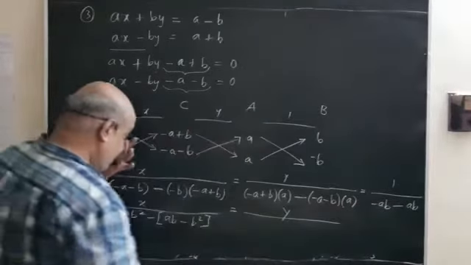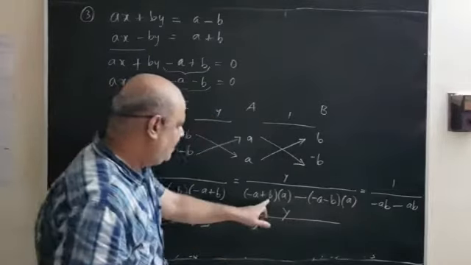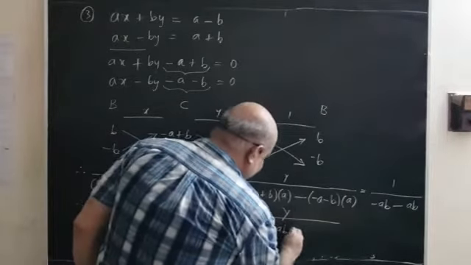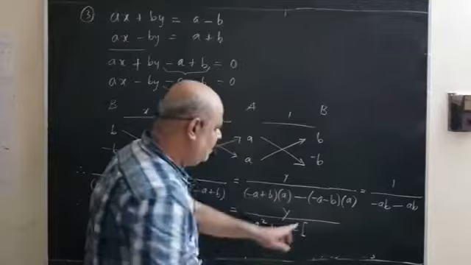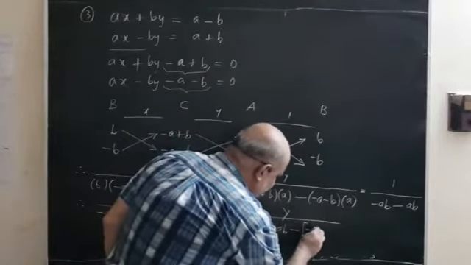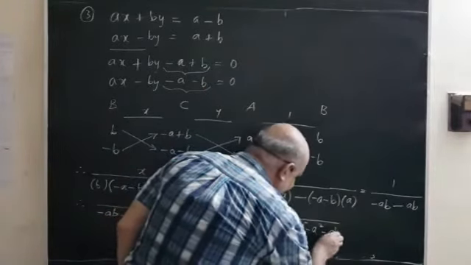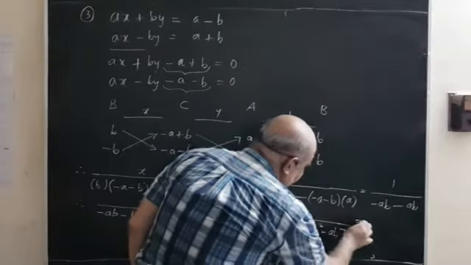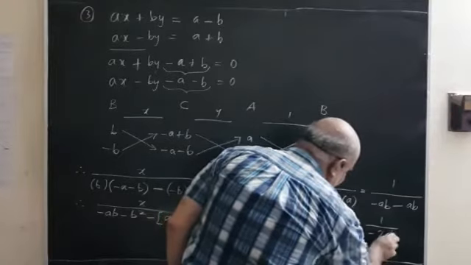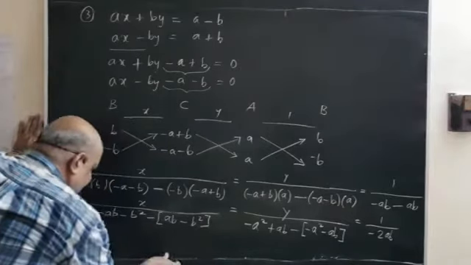1 by Y divided by minus A into A minus A square plus B into A plus AB minus, once again I am going to multiply these two terms, minus A into A minus A square minus B into A minus AB is equal to 1 divided by minus AB minus 2A. Okay, minus 2A. Alright, let me simplify it even further.